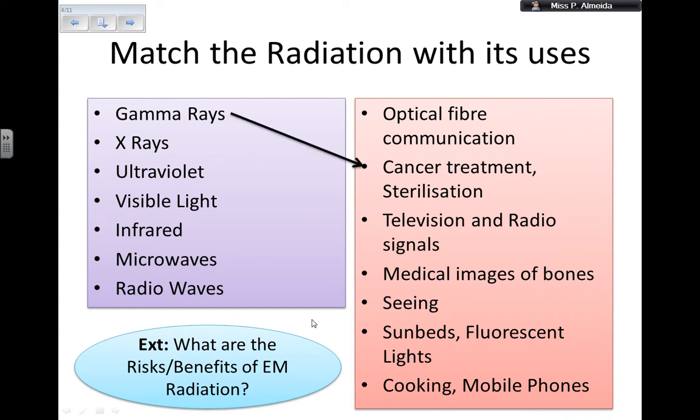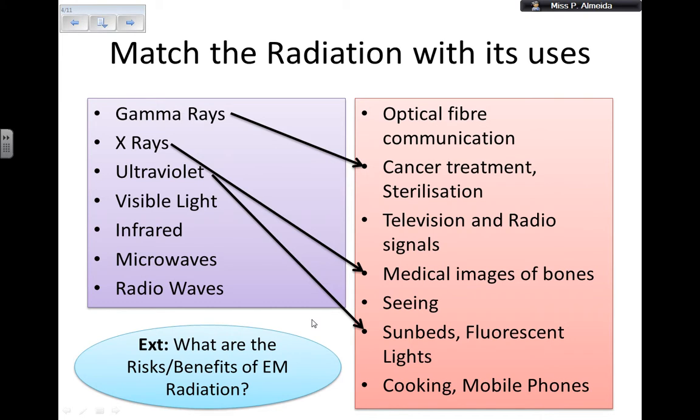So gamma rays, they have a lot of energy, they can kill cells, so they are used for cancer treatment and sterilization, so killing bacteria on medical equipment, okay? X-rays, they are quite energetic as well, not so much as gamma rays, so they will penetrate through your skin, but they do get absorbed by your bones, so they are used for medical images of bones, okay?